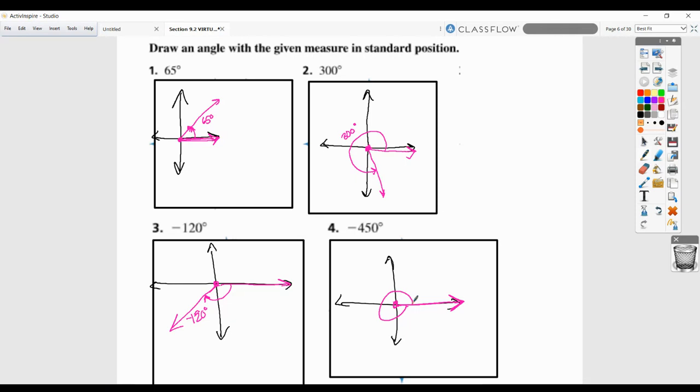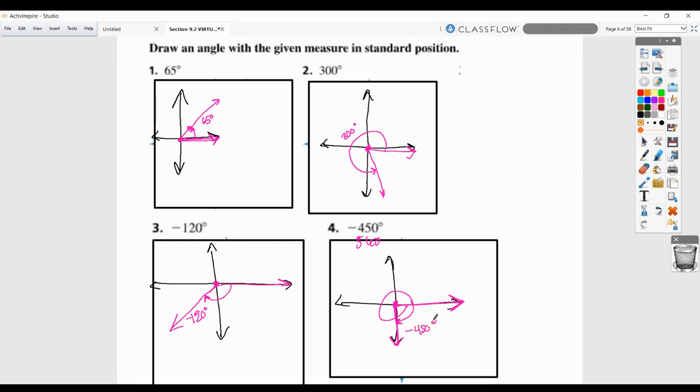We're kind of seeing what's the difference between those two numbers, 360 and 450. That's 90. So that means I'm going to go another 90. Okay, and then I'm going to end my terminal side. Okay, and I'm going to say that that's negative 450 degrees.